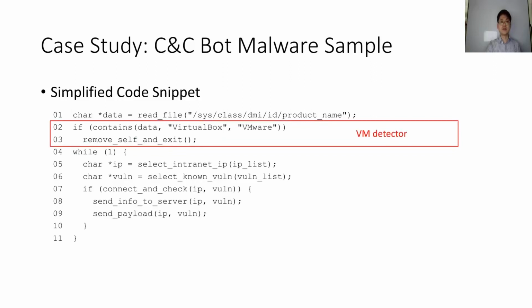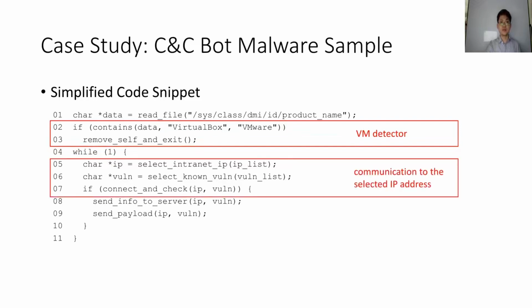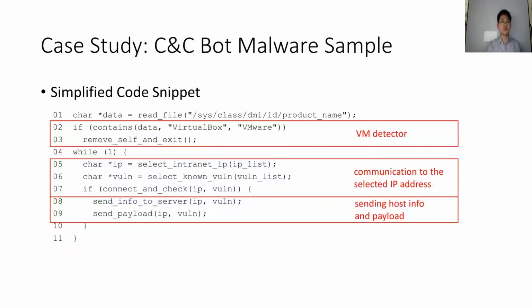Otherwise, it enters a sniffing loop, which randomly selects an internet IP address and a known vulnerability and checks whether the host with the IP contains the vulnerability. If so, the information about the vulnerable host is sent to the server, and the payload is sent to the vulnerable host. The comparison of different tools on this malware is shown in this table.